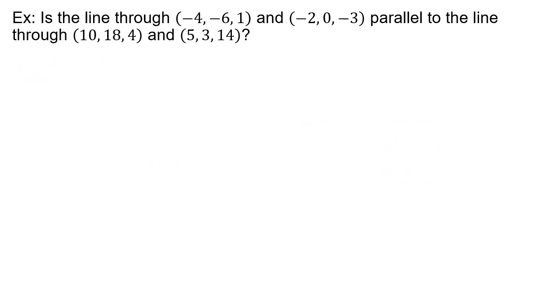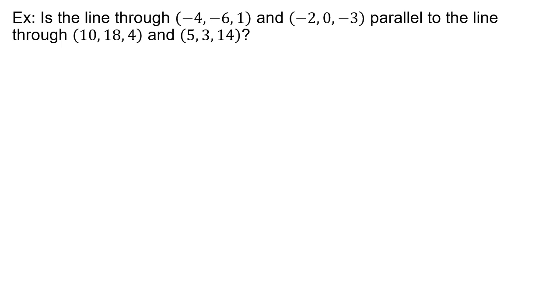Okay, how about this one? Is the line that goes through the points (-4, 6, 1) and (-2, 0, 3) parallel to the line that goes through the points (10, 18, 4) and (5, 3, 14)? Well, you have to come up with two vectors. Kind of like on the last one, the vector v was the same since it was parallel. If we have the same vector v, or a constant multiple of vectors, then we could say basically they are parallel.